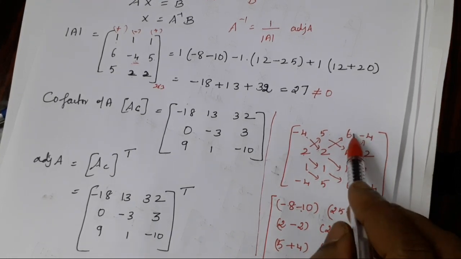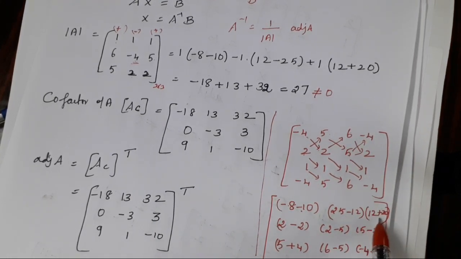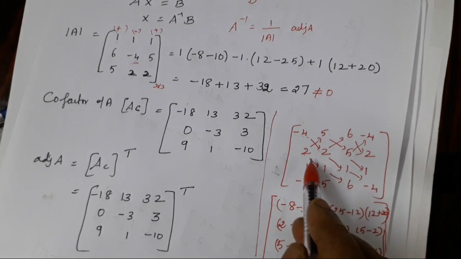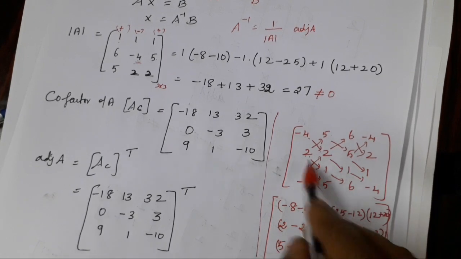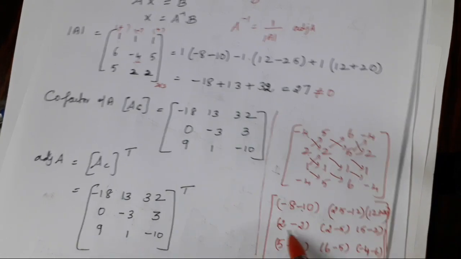5 times 4 minus 20. Already having one minus sign, so minus into minus becomes plus 20. Similarly, come to the next one. 2 1s are 2, 1 2 is 2. That is minus 2.